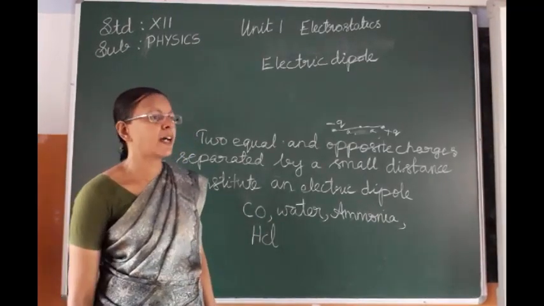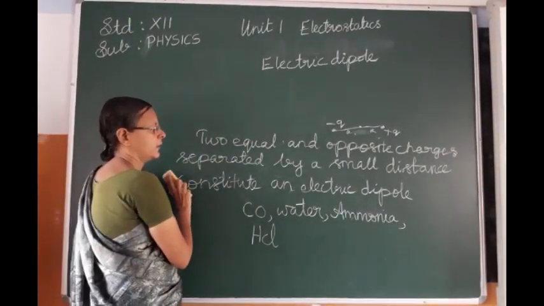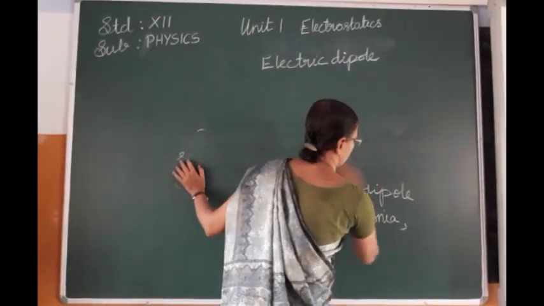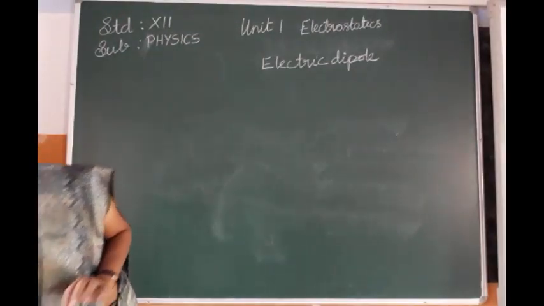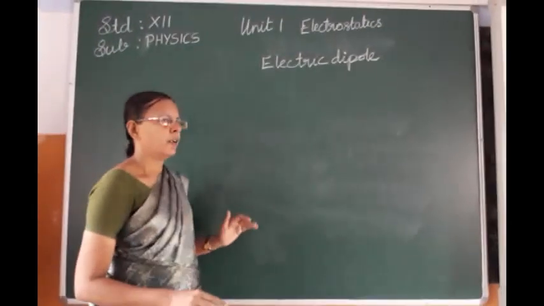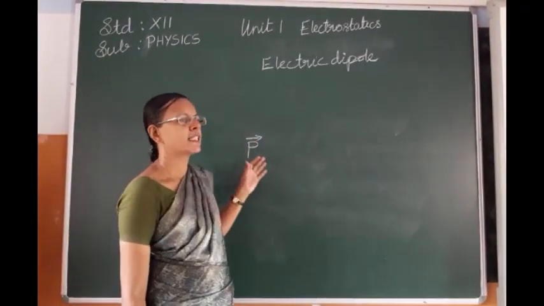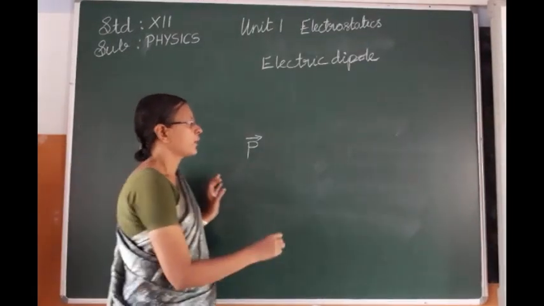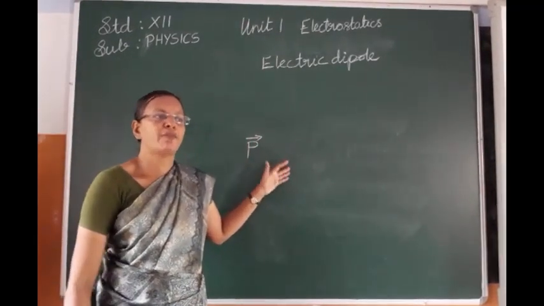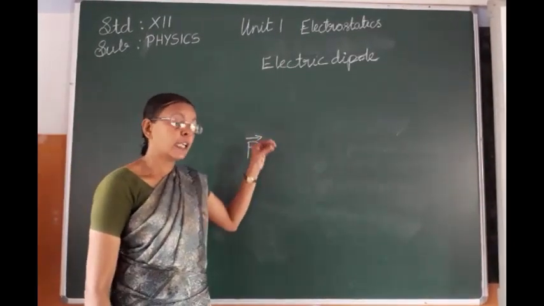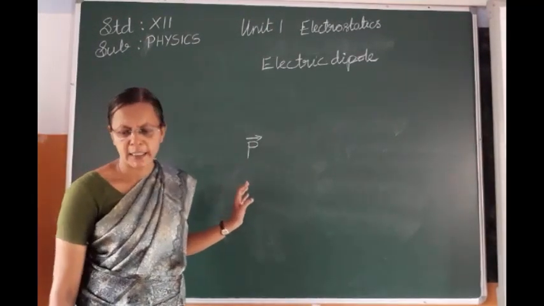For example, CO. This electric dipole has one electric dipole moment. Okay, all of you have written this, I think. So I am rubbing. What is the electric dipole moment? The electric dipole moment can be written as the P vector. This is the symbol for the electric dipole moment. The magnitude of the electric dipole moment is equal to the product of any one of the charges and the distance between them. That is the electric dipole moment.